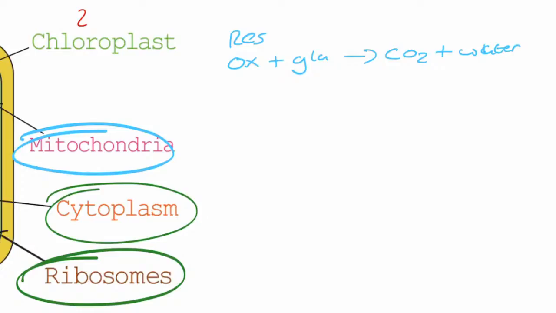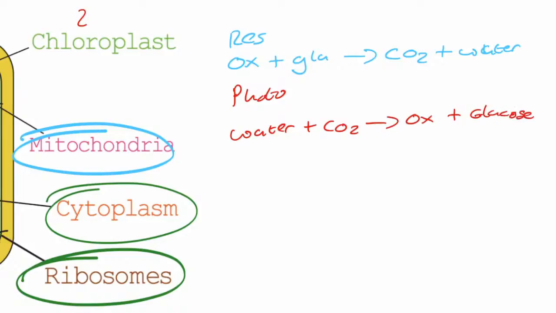Okay. What the equation is for photosynthesis, so I just put PHOTO, is just the reverse of this. So it's going to go in that way. So we're going to get water plus CO2. That then gives us oxygen plus glucose. Also what we need to mention is that in order for photosynthesis to take place, we need to have light. Okay, so light is the energy that allows this to take place.